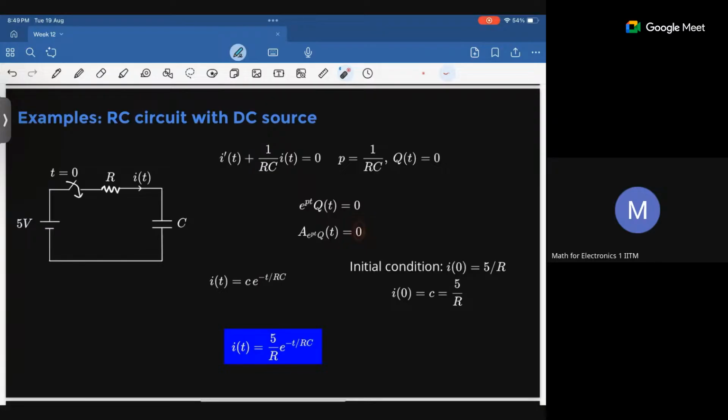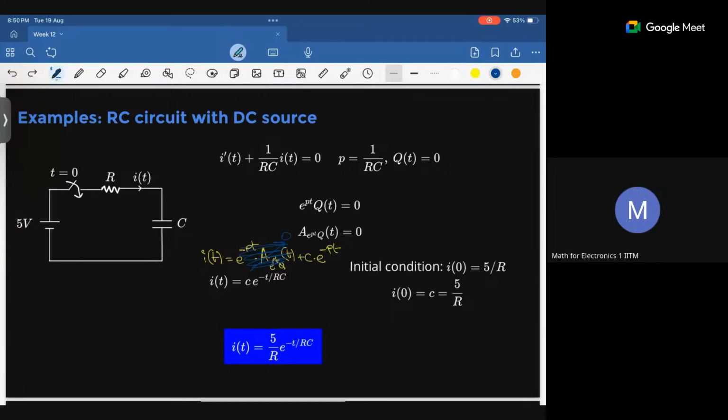So if that is 0, then I of t will be e power minus pt into the antiderivative of e power pt Q of t, plus c into e power minus pt, right? So this term will become 0, will vanish, and all we are left with is c times e power minus pt. And p we know is 1 by RC. Therefore, I of t will be c into e power minus t by RC.